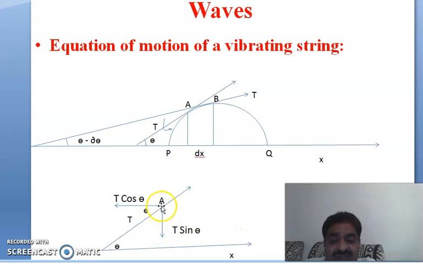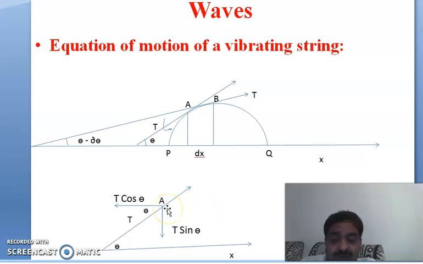So in this case, this horizontal component of T acting in the downward direction is nothing but T cos theta, and this side is opposite to the 90 degrees. Here we have to imagine. That's why this vertical component of tension T is nothing but T sin theta.